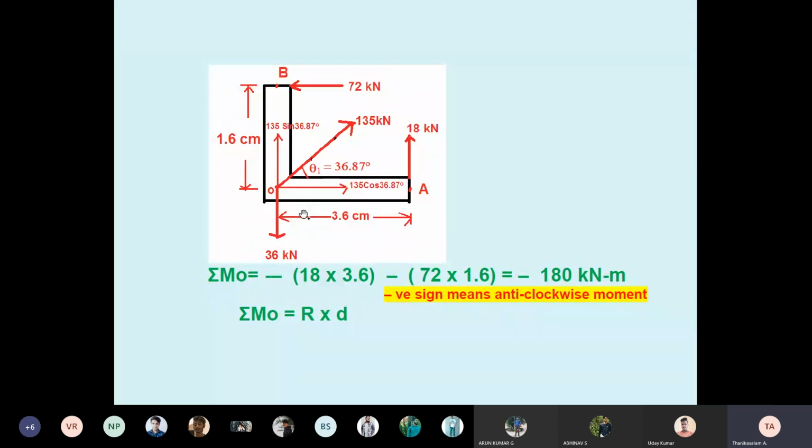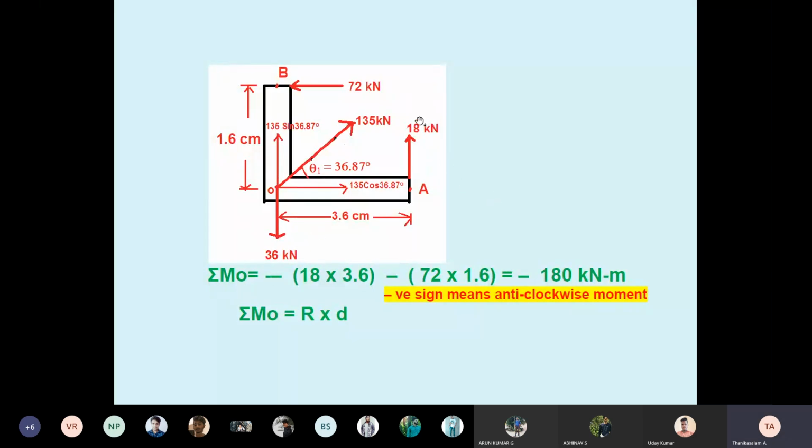How do you identify if any force goes to the reference point? O is the reference point. Why am I taking O as the reference point? The question itself mentioned: with respect to O, calculate the resultant distance. Okay, so now I take moments.